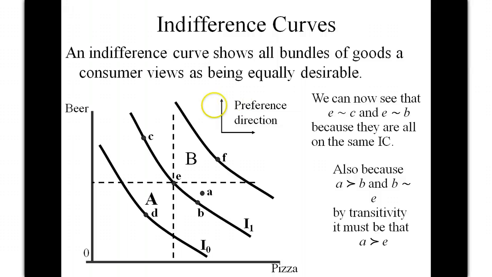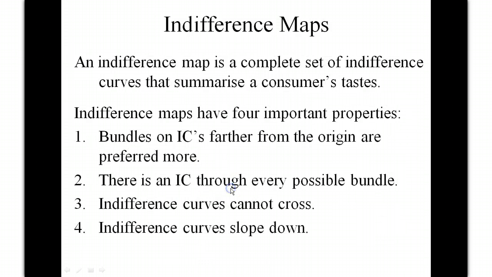And the assumption of completeness means that the indifference curves are what are called everywhere dense. There's an indifference curve to every single point, because we assume the consumer can rank each and every different bundle of goods. So we get what's called an indifference map, a whole set showing the individual's preferences, that along an indifference curve, the level of utility is the same, and that as we move out to the right, the level of utility increases. So it's a complete set of indifference curves that summarize a consumer's tastes.